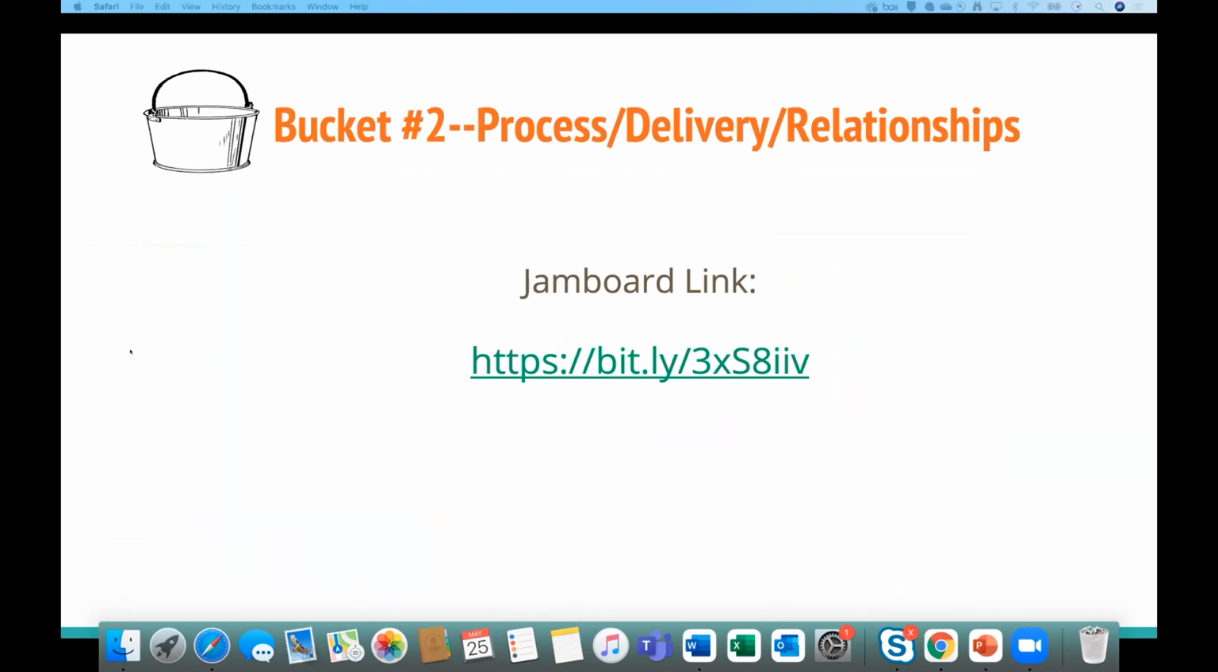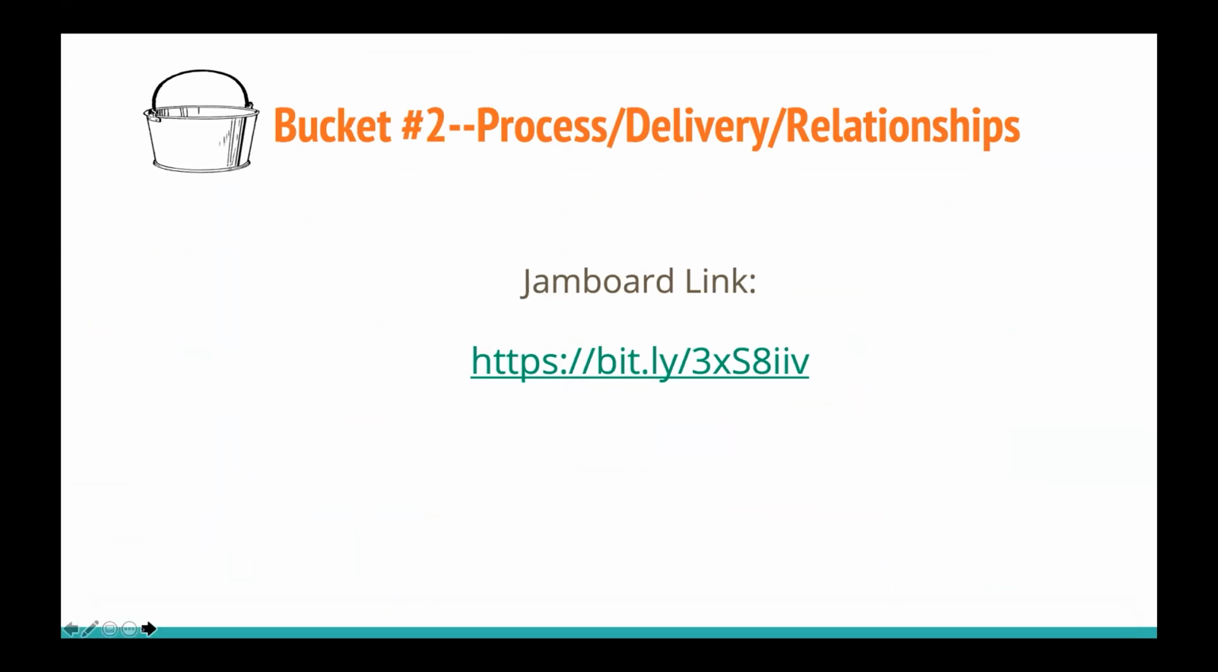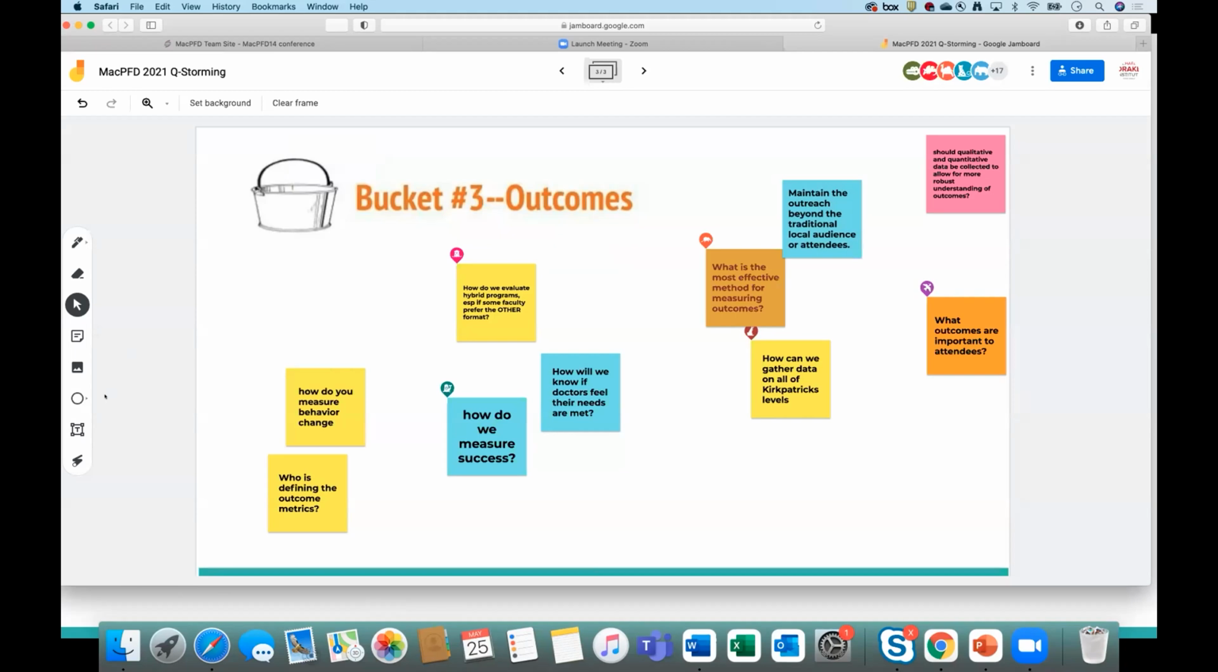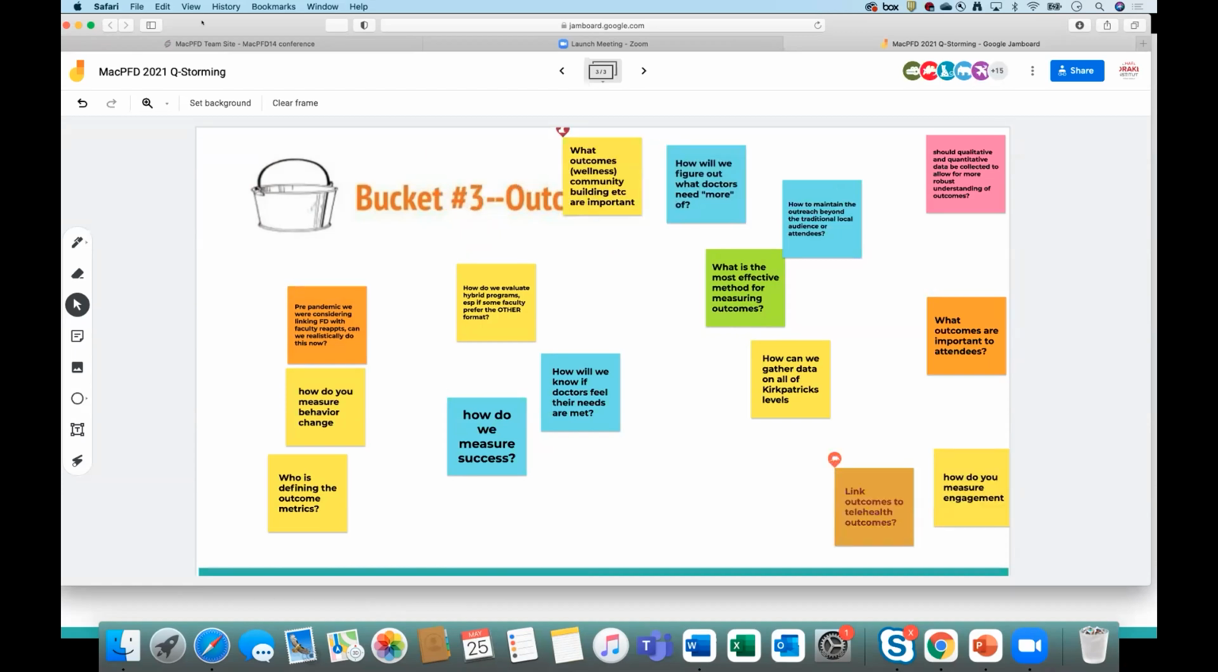If you click your arrow again at the top, you'll see bucket 3 is outcomes. So somebody's already helping us. Great. What outcomes, what questions do you have about the outcomes? Definitely see some around this theme of evaluation of programs in our near future. Yes. When there are competing expectations for the type of delivery. How do we measure success?